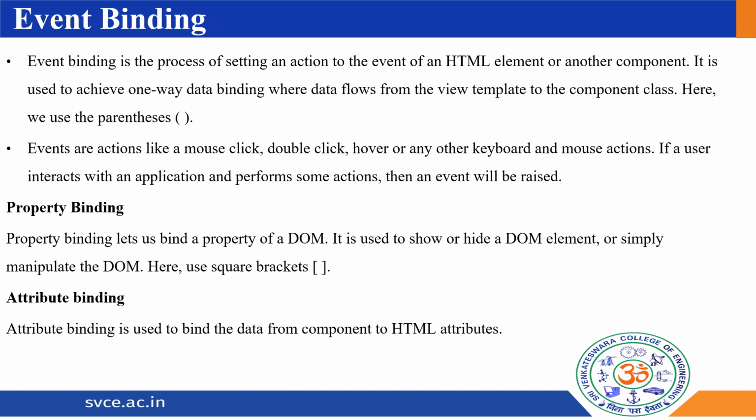Next one is property binding. Property binding refers to the property of a DOM. It is used to show or hide a DOM element and simplify manipulating the DOM. Here we have to use square brackets. The next one is attribute binding. Attribute binding is used to bind the data from the component to HTML attributes.